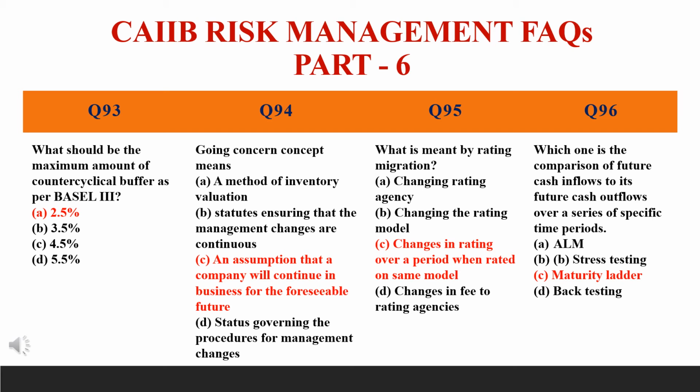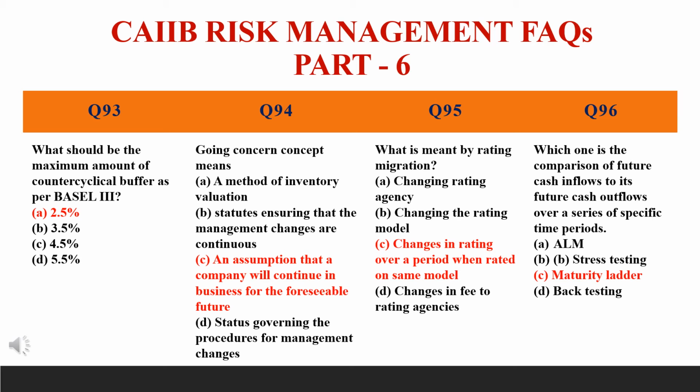Now, which option is it? What is meant by rating migration? Rating migration means changes in the rating of a borrower over a time horizon when rated on the same model. So, the same model. Option C. Rating migration simply refers to the changes in the rating of the borrower over a time horizon when rated on the same model.